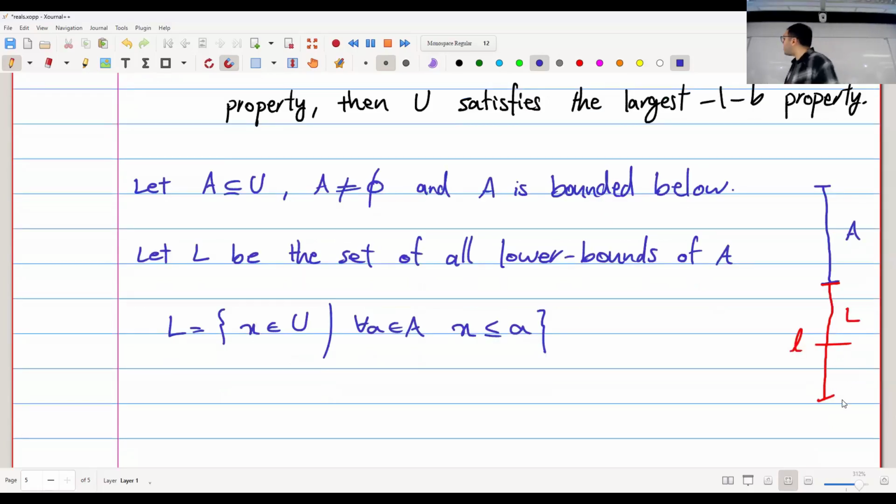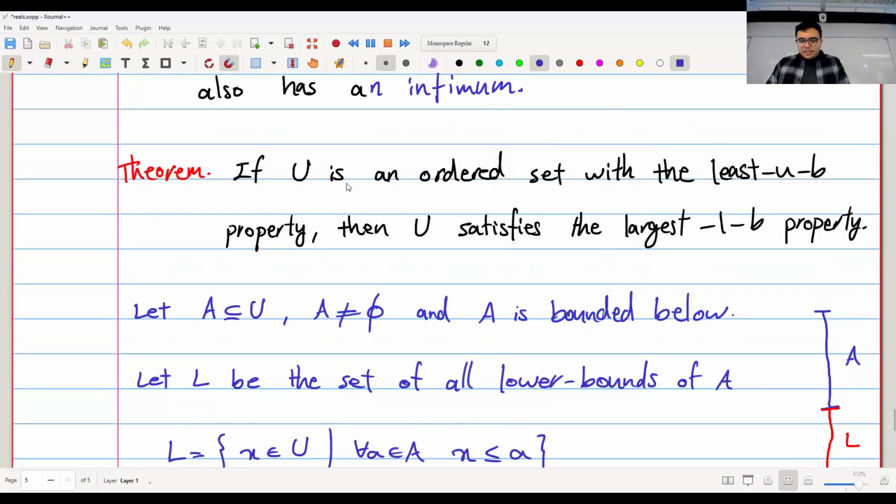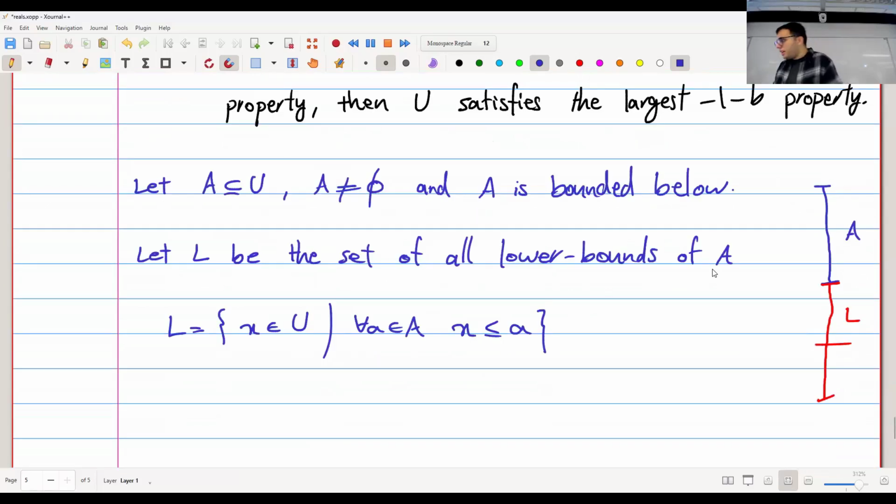Now, first of all, I'm going to prove that this set big L has a supremum, right? And again, I'm not necessarily sure that the supremum is a maximum. The supremum would be a maximum only if it's in the set L itself. But first of all, let's look at this. I know that my universe U has the least upper bound property. What does least upper bound property mean? It means that if I give you a set that is non-empty and has an upper bound, then it has a supremum. So I have this set L.